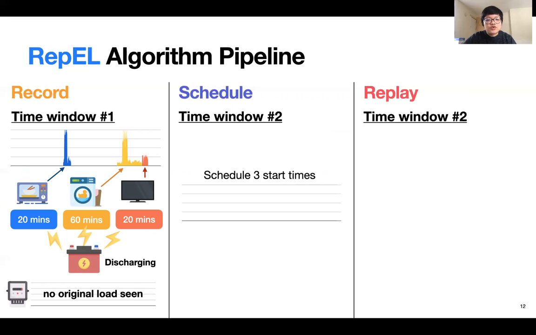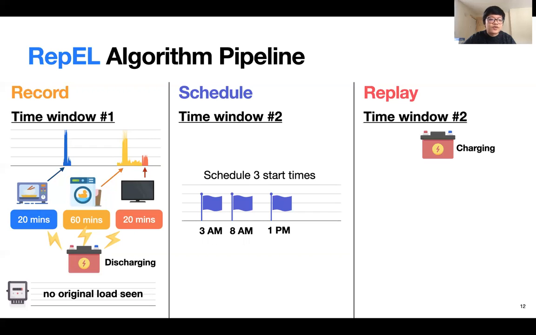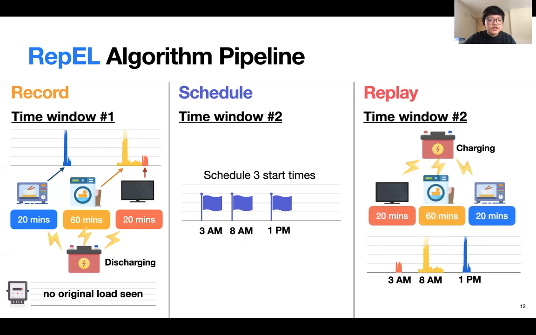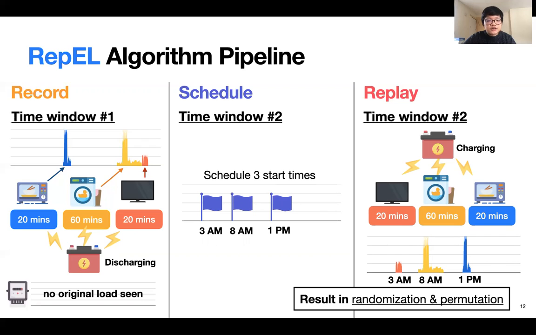Next, the schedule module knows that there were 3 loads in the previous time window. So now it randomly picks 3 start times and sends the schedule to the replay module. The replay module will be the one who decides which load will replay at a given time, and then asks the battery to replay that load. As a result, the smart meter will see a trace that was randomized and permuted.